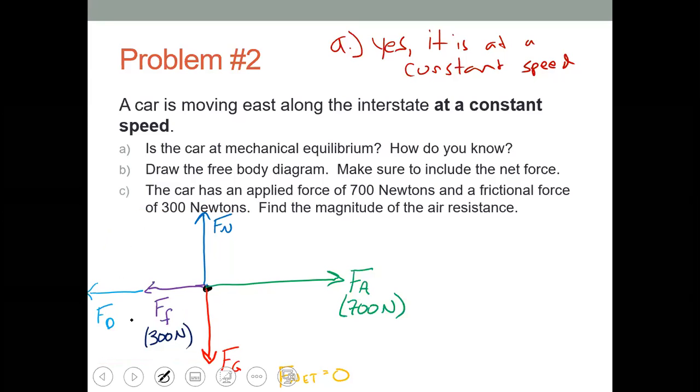All right, so anyone got an idea what drag will be in this case? So again, we're at mechanical equilibrium. Yep. I think it's 400, right? Because we need right and left to be equal. So if I've got right going 700, I need left going 700. There's 300 here. What's left for part C? The force of drag is going to be 400.